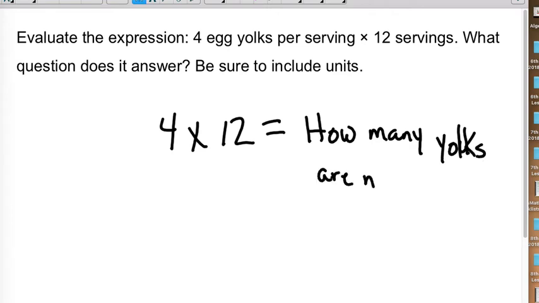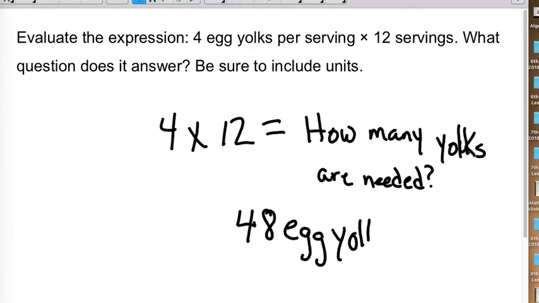Maybe they're making noodles. They would need egg yolks to make noodles for Thanksgiving. 4 egg yolks per serving, and you have 12 servings. So how many egg yolks does this person need to be able to make the noodles? 48. Okay? Just a little bit of practice here. You don't always know the question they're asking. But if you know the math, you can figure out what it was they were trying to find. Do you have a question, Tyler? Could you put like how many egg yolks are in 12 servings? Yes, you could have. Very good.